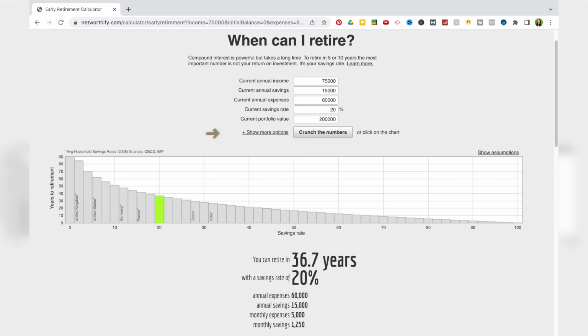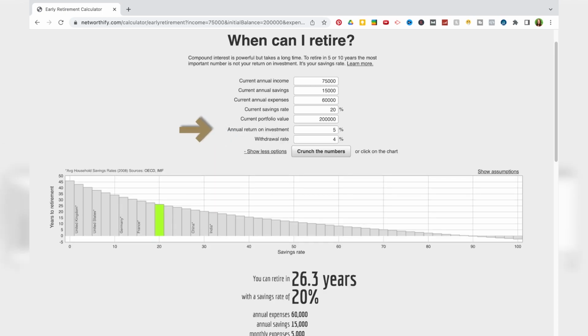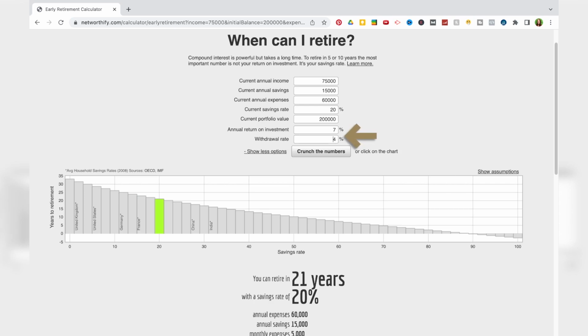And then if we click on show more options, it gives us our annual return on investment. So this is the rate of return we are receiving on our investments. And they have the default at 5%. I'm going to change this to 7%, but of course you can enter in whatever number you feel comfortable with. And then you can enter in your withdrawal rate. This is the amount you're going to be taking out every single year. And this is adjusted for inflation. I'm going to leave it at 4% because of the 4% rule.